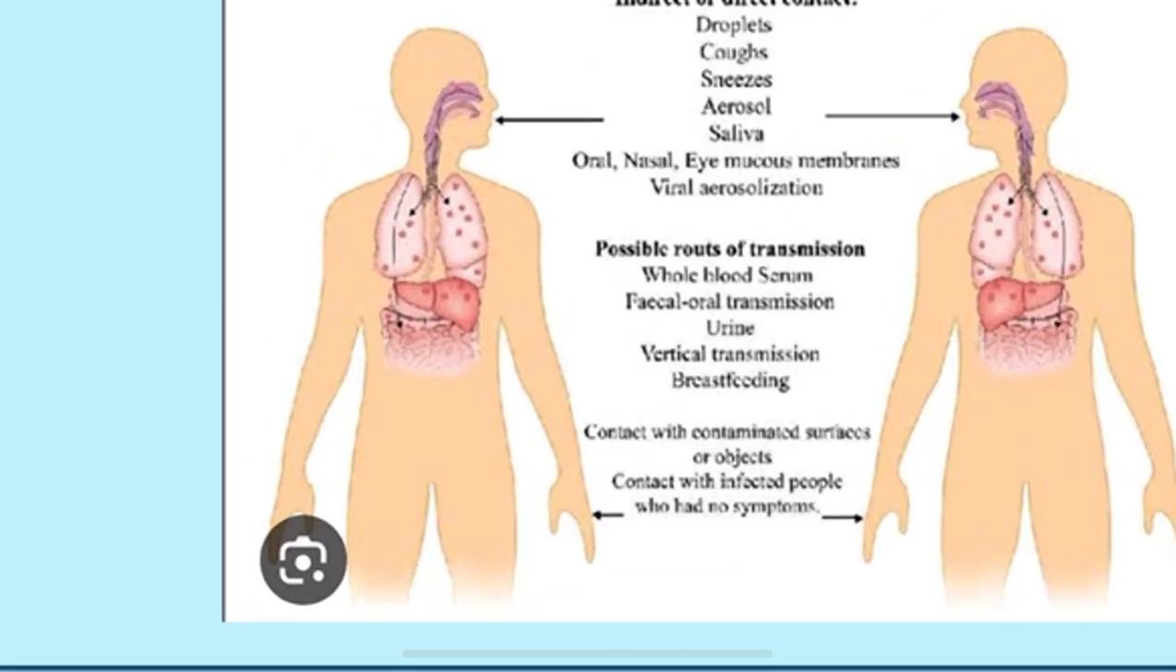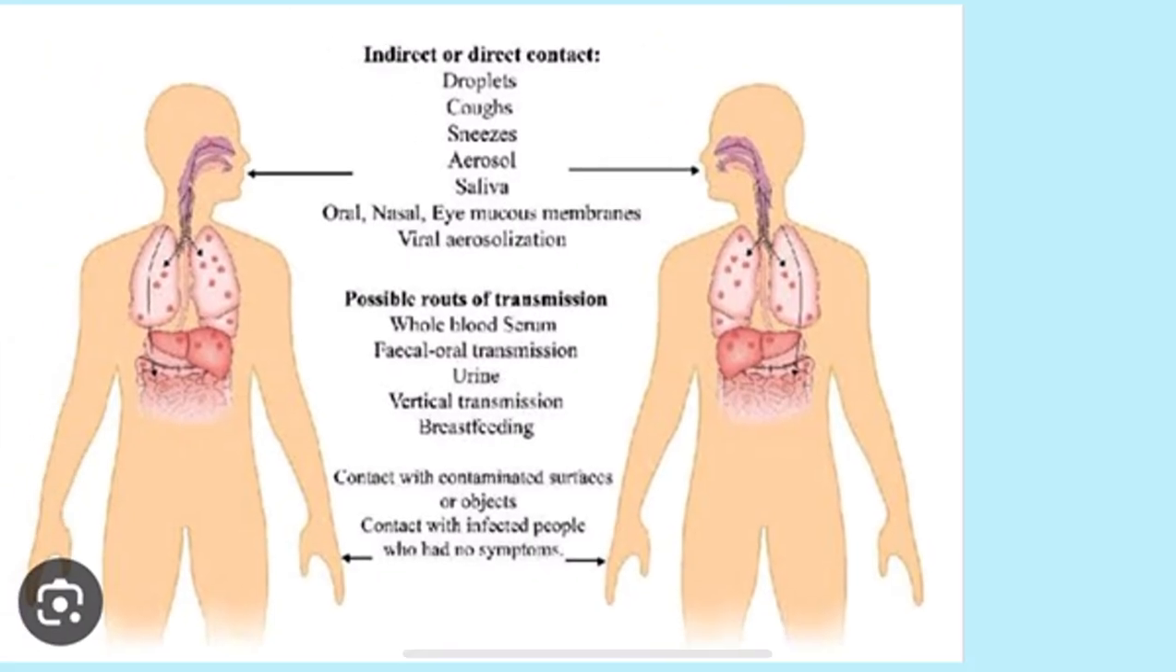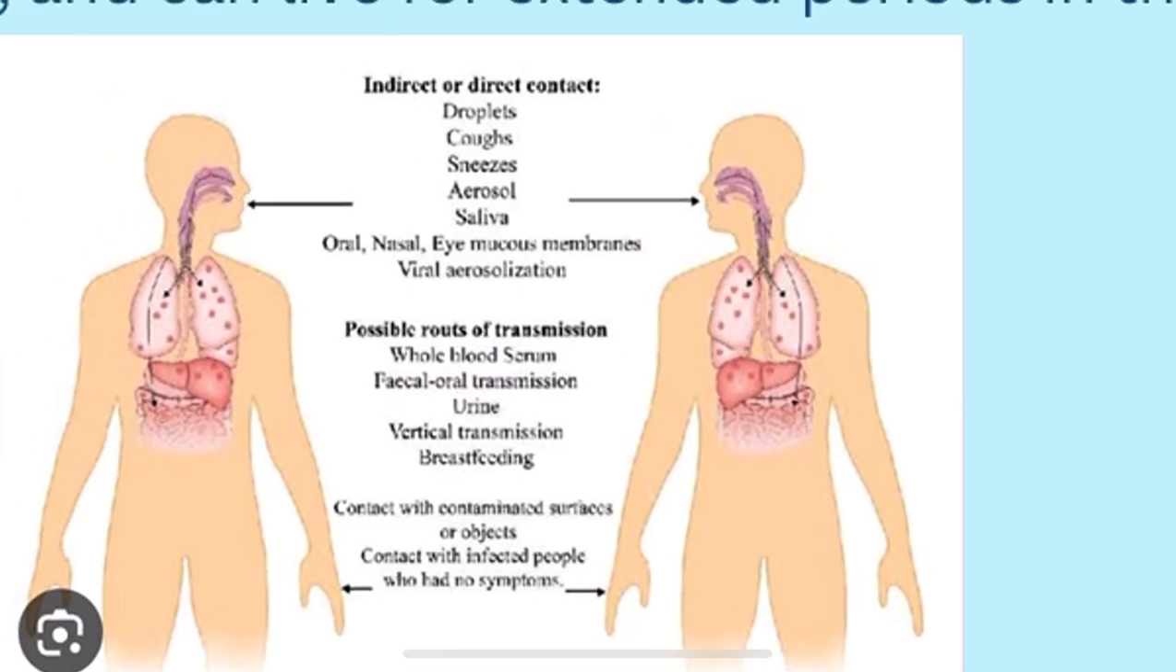You can also see the mode of transmission given in the picture: indirect or direct contact through the droplets, that is through coughing, sneezing, aerosol, and saliva, and the mucus discharges from the oral cavity, nasal cavity, eyes, the mucous membrane, and there is viral aerosolization. The possible routes of transmission include whole blood and serum. Fecal oral transmission is still unknown, as are transmission through urine, vertical transmission, and breastfeeding. Contact with contaminated surfaces or objects, or contact with infected people who had no symptoms.